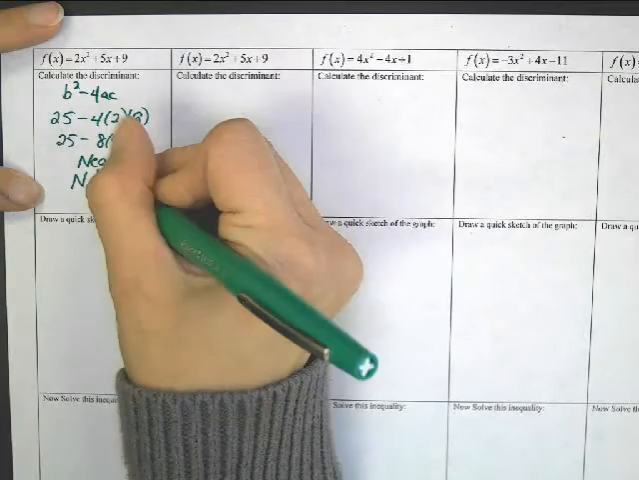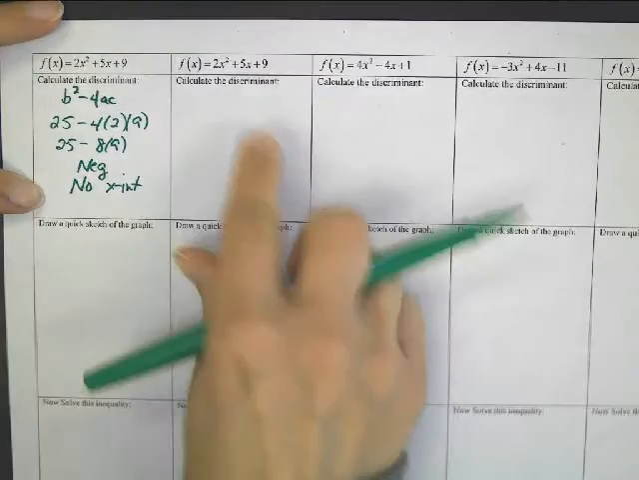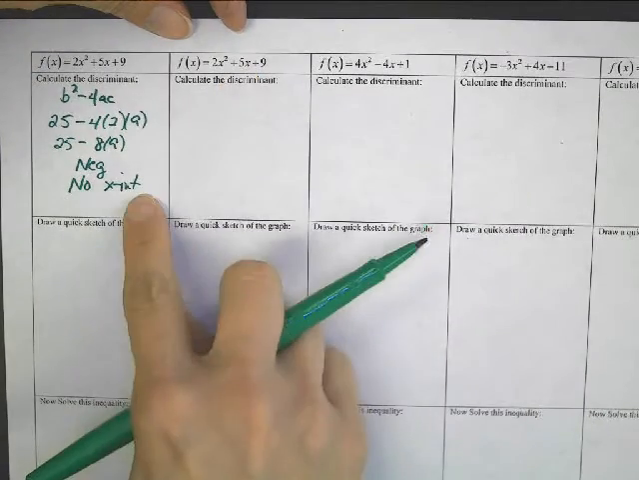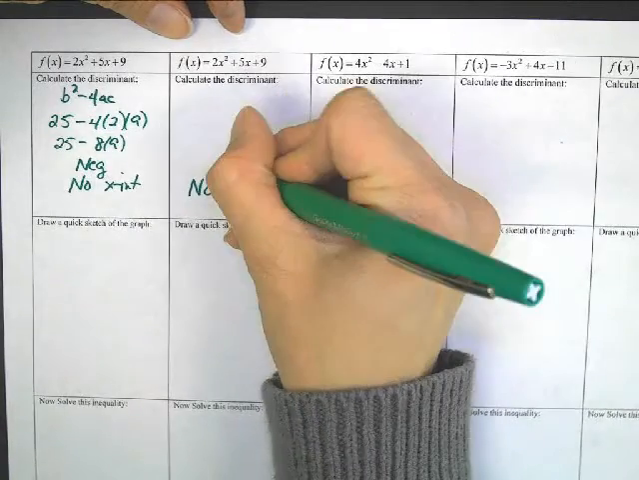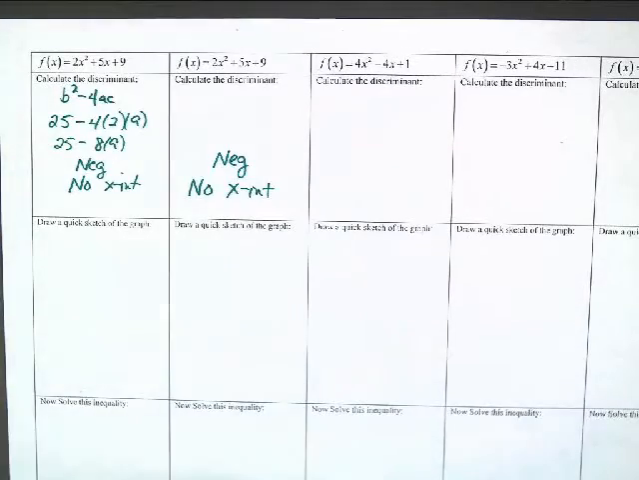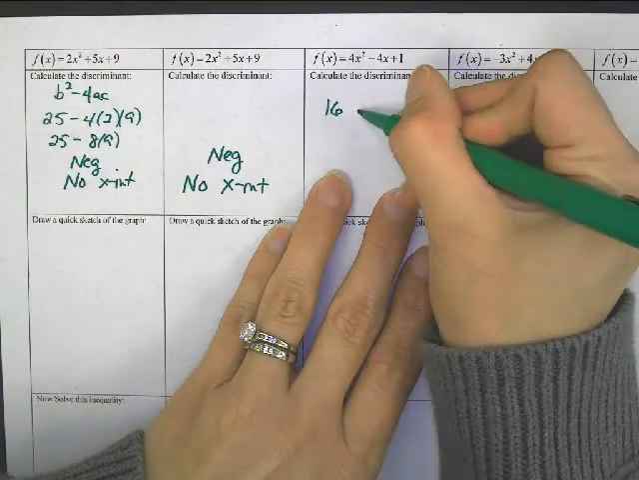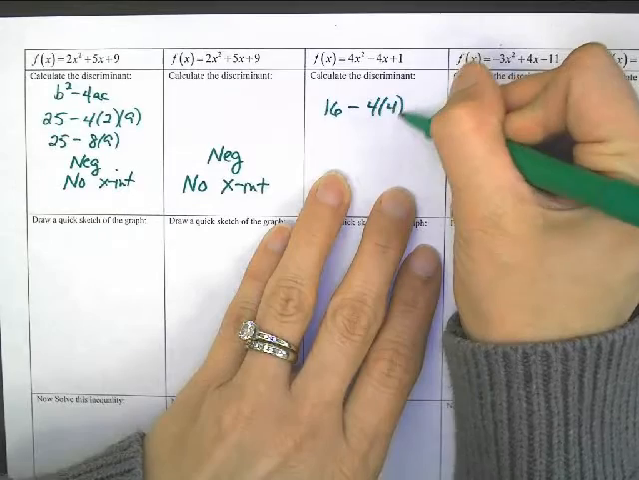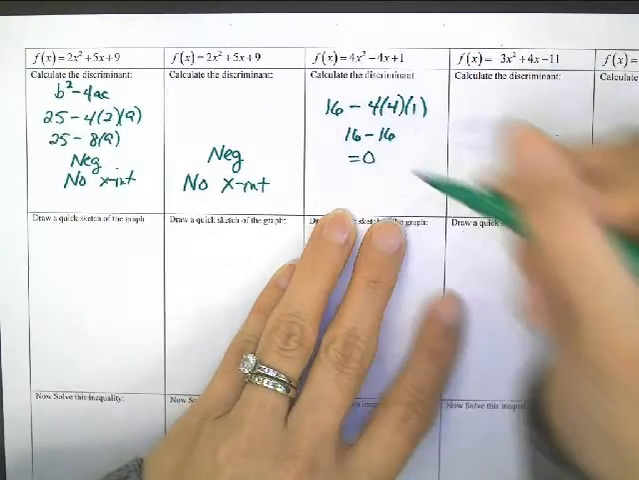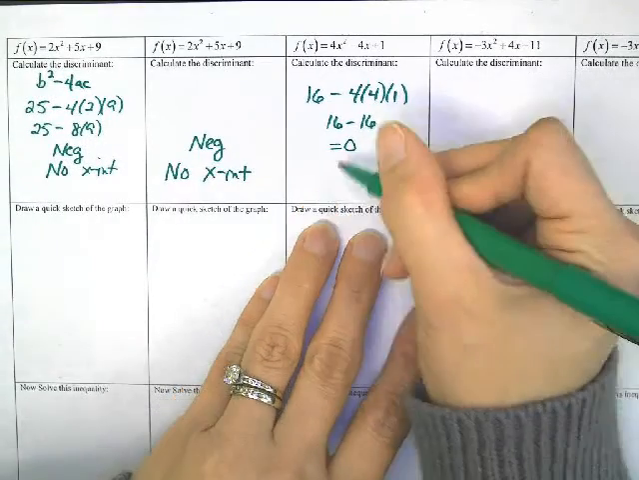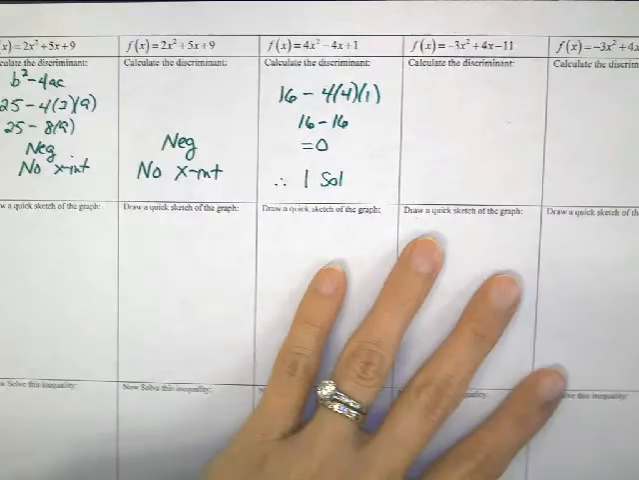Negative, so no x-intercepts. Okay, this example right here is the same. So we don't got to do it again. We can just say no x-intercepts because the discriminant is negative. Who cares? All right, here's a new problem. b squared, 16 minus 4ac. 16 minus 16 is 0. What does that mean? Therefore, one solution, or one x-intercept.